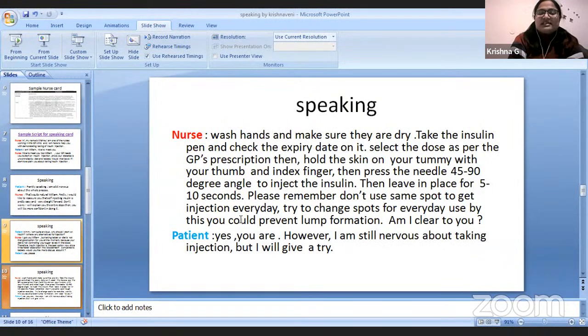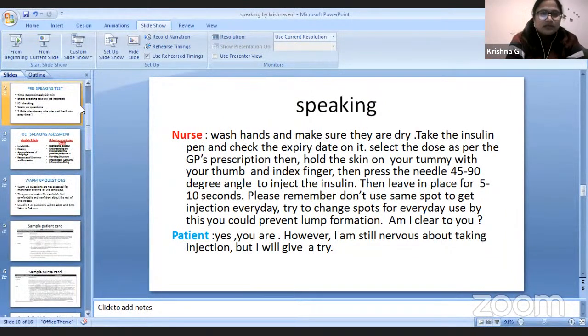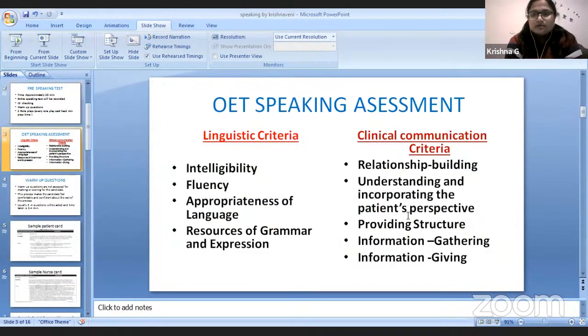So the next one is sequencing. I went to the next step, like how to take the insulin injection. He has to start by washing his hands and loading the injection. You see the transitional words I used here, like take the insulin pen and select the dose, and then I used some other words to shift from one point to another. This is how you should use them for providing structure. And information gathering.